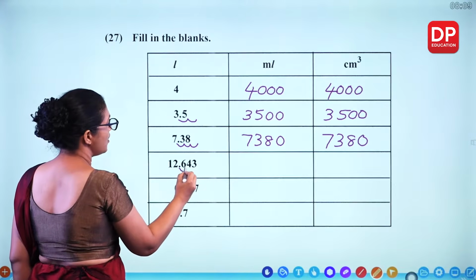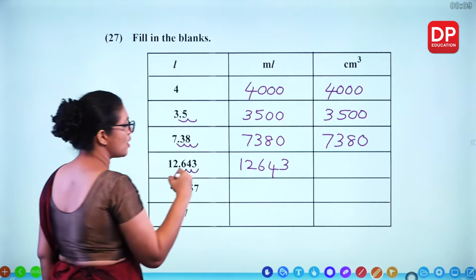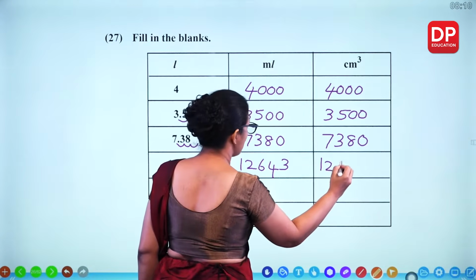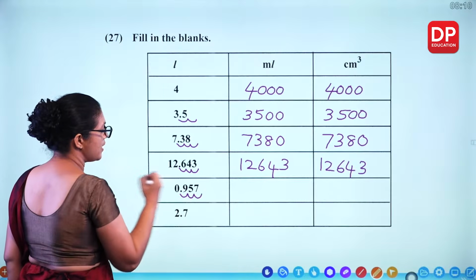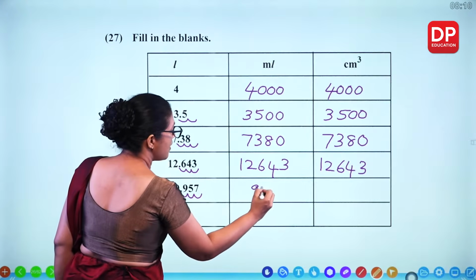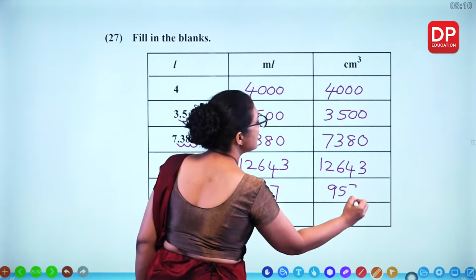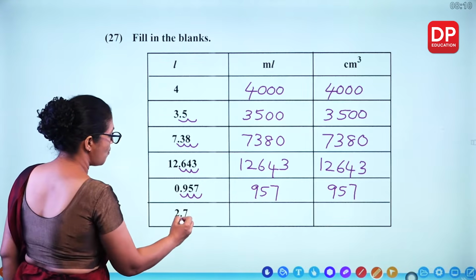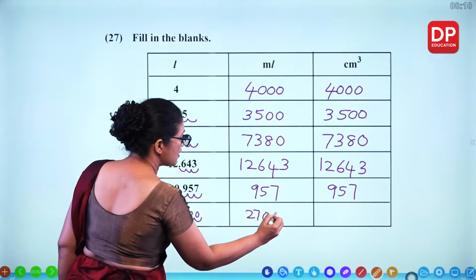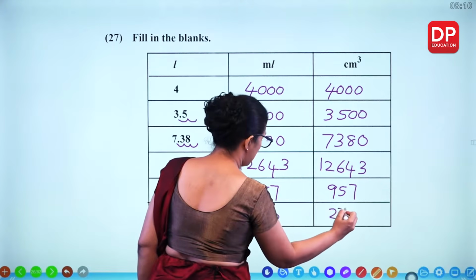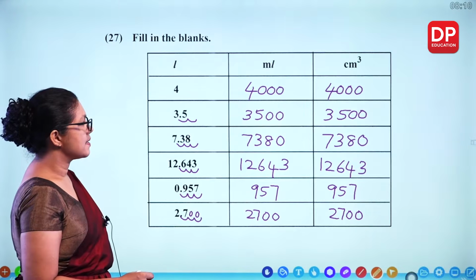This one, 1, 2, 3. 1, 2, 6, 4, 3. 12,643. You get 12,643 here as well. This one, 1, 2, 3. 957 milliliters. 957 cubic centimeters. This one, 1, 2, 3. 2700. 2700 milliliters. Same as 2700 cubic centimeters.